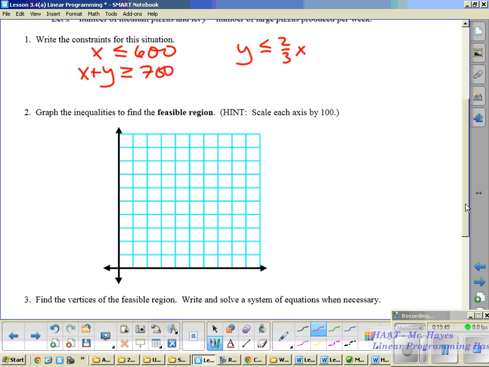So counting by 100s, 200, 400, 600, 800. I know I can read my own writing. That's impressive, isn't it? And of course, you already have your labels on your axes. So this is going to be large pizzas.